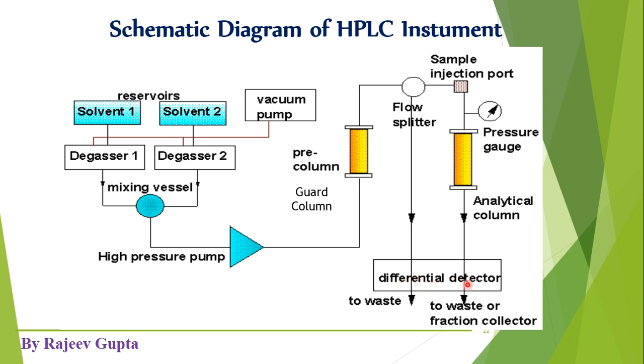By comparing both these data, the detector works on that basic principle. So this flow splitter splits our mobile phase into two parts.